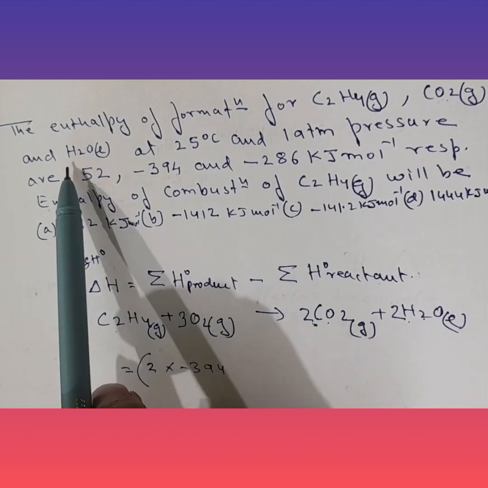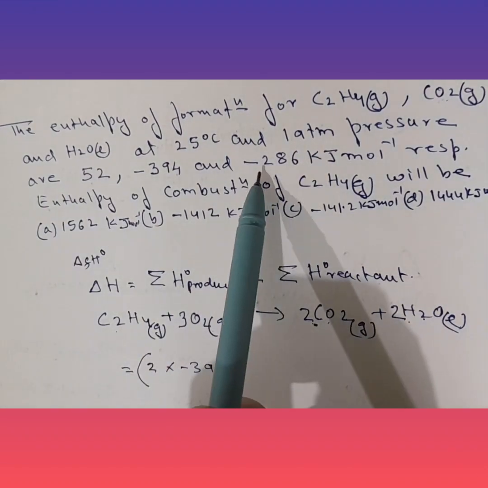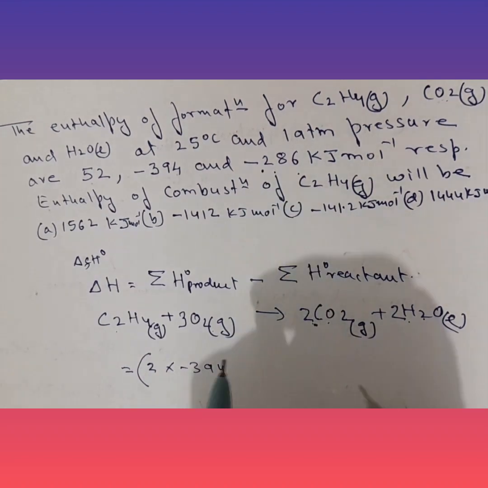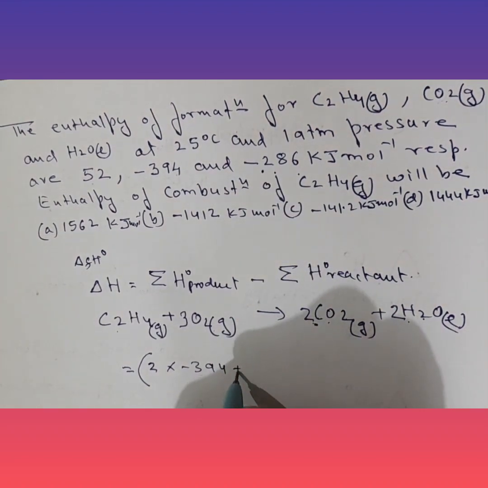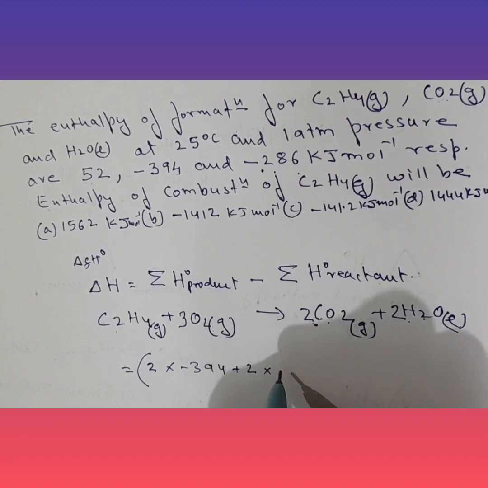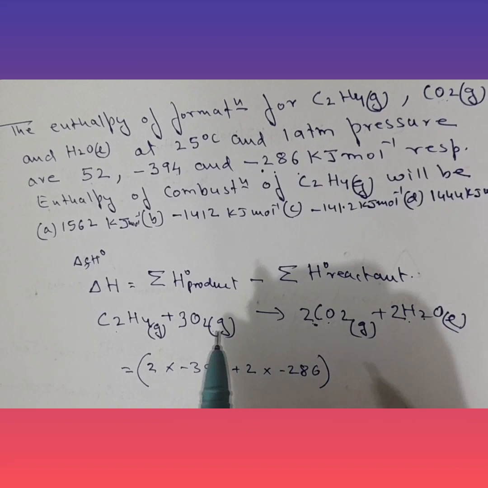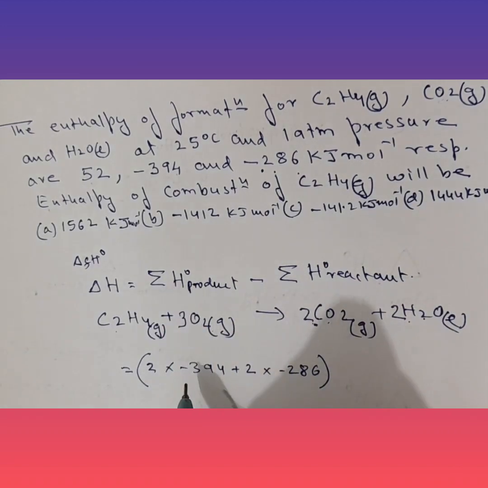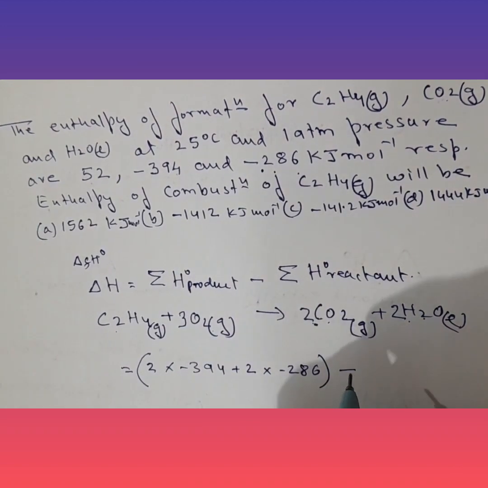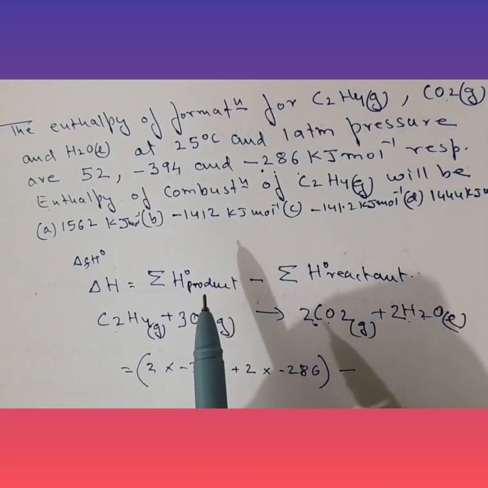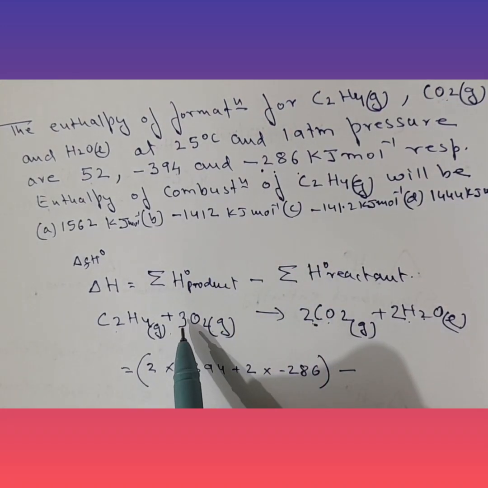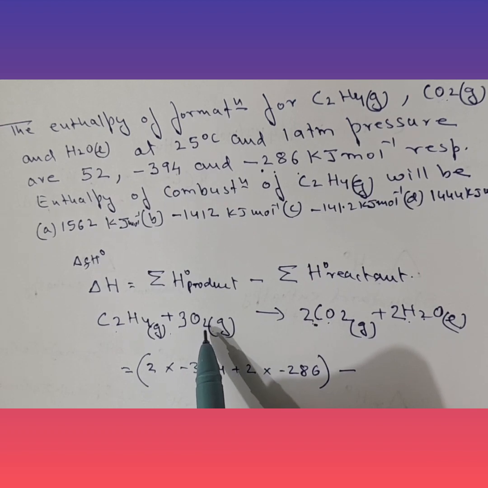Then for water, it is given as minus 286, so for water it would be plus 2 into minus 286. So this would be the summation of enthalpy of product minus summation of enthalpy of reactant. Now one thing you should be aware of: in standard condition, whenever any element is in its standard state, we take it as 0.